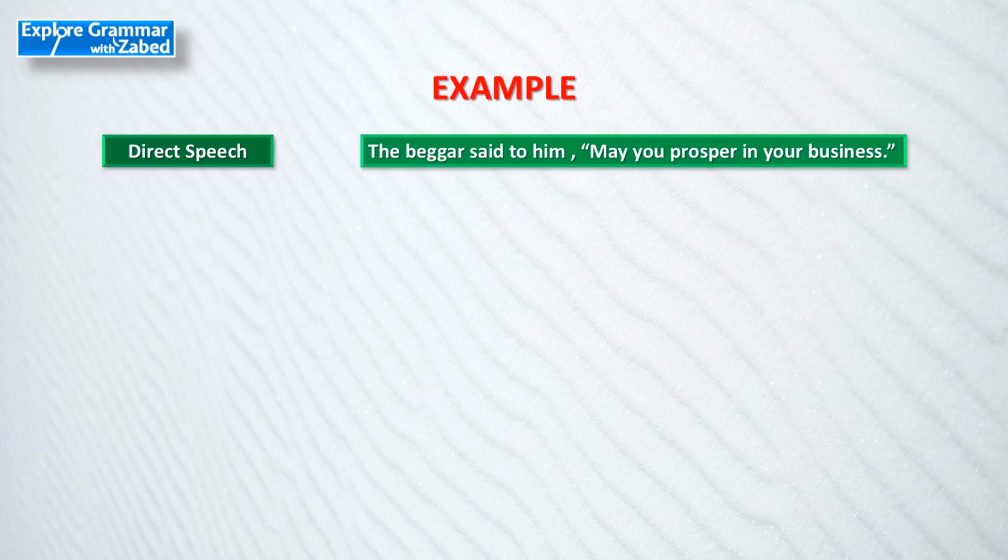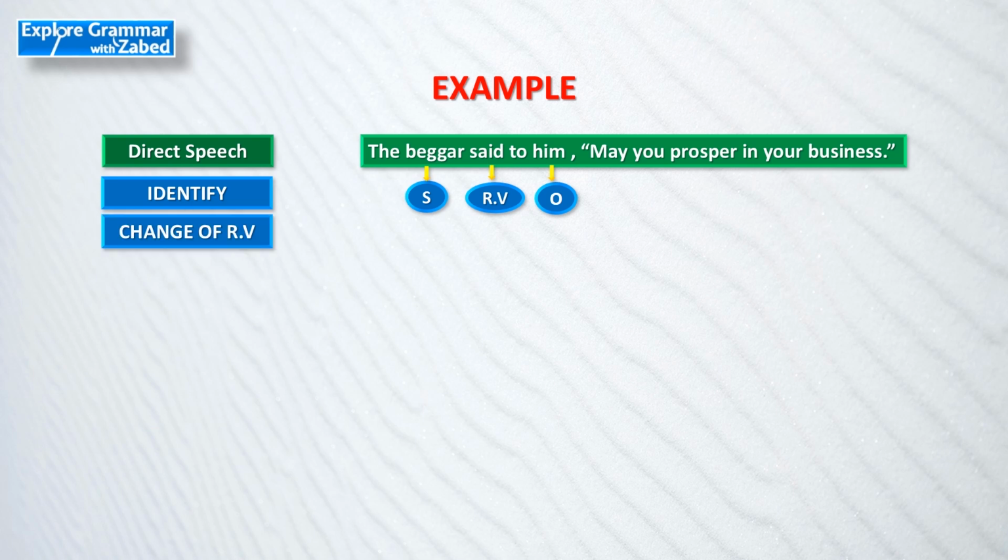The beggar said to him, "May you prosper in your business." The first step is to identify. Here, the beggar is the subject, him is the object, said to is the reporting verb. The second step is to change the reporting verb. As at the beginning of the optative sentence, we can see the word may, the appropriate reporting verb here will be prayed.